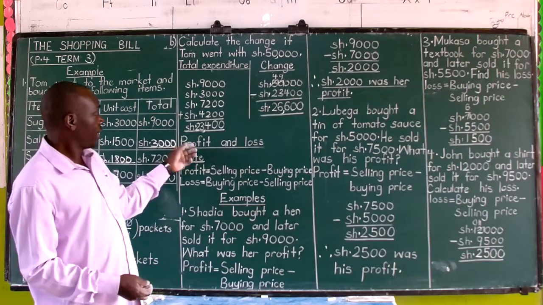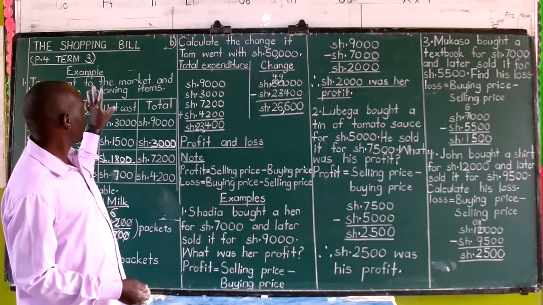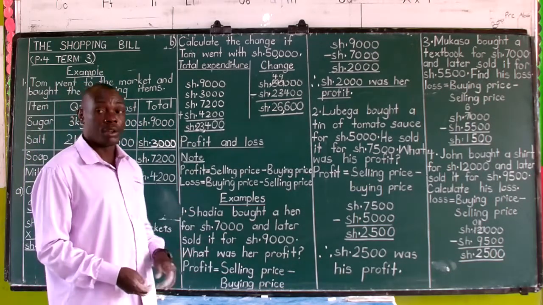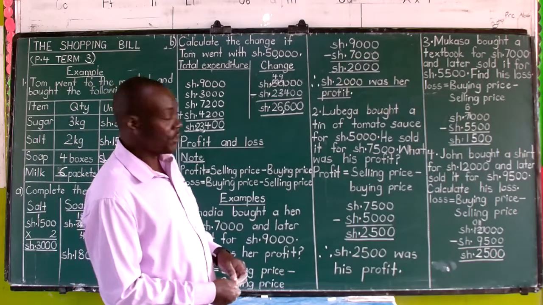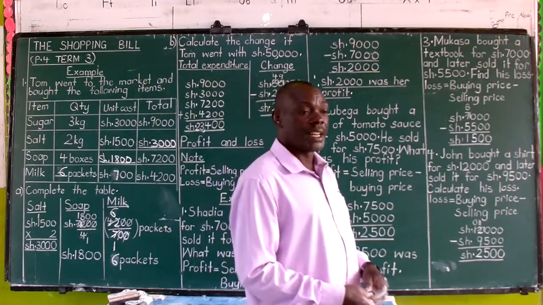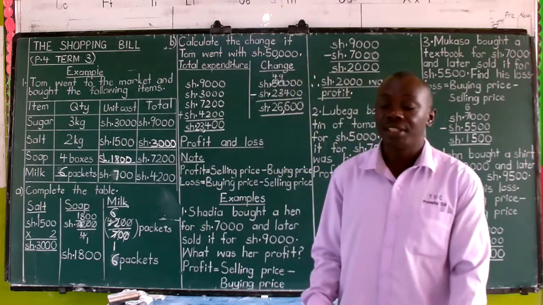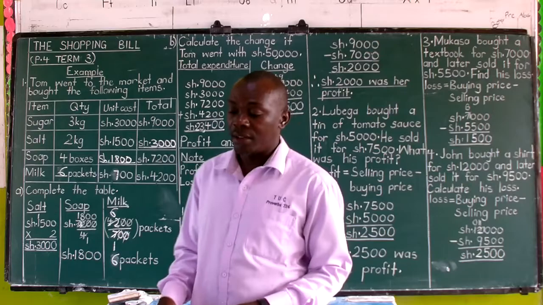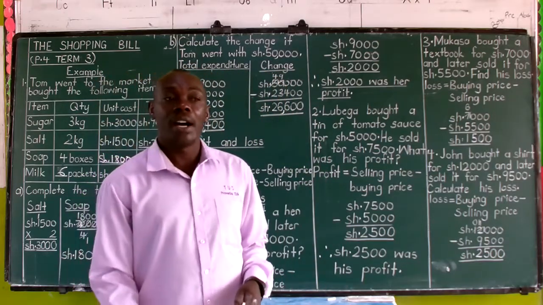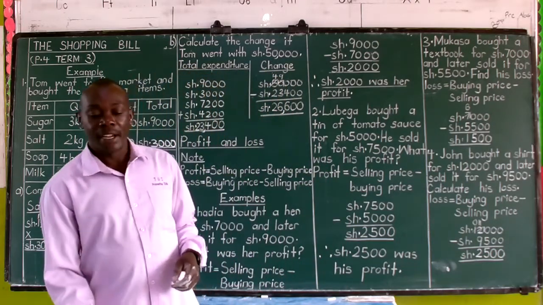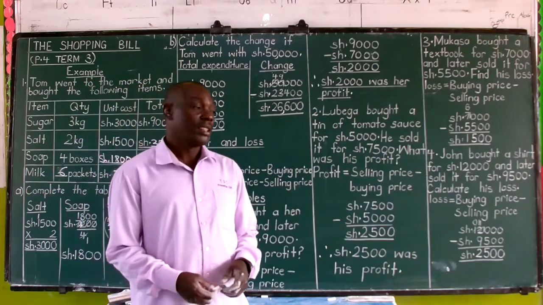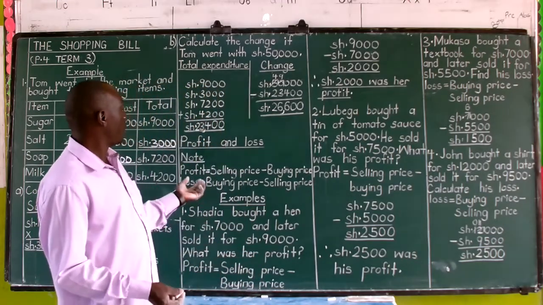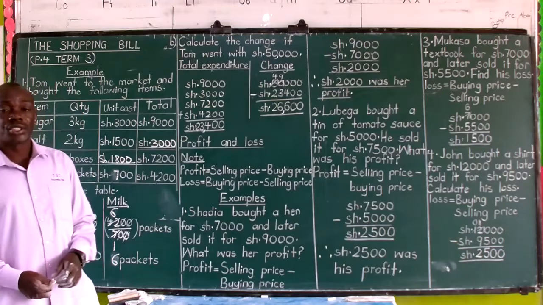So today, after looking at the shopping bill, we are looking at profit and loss. Profit and loss. You have heard about profit. Someone says he is at a loss. You don't know why and what he's talking about. So we've got profit and loss.